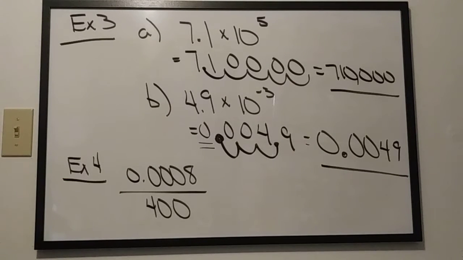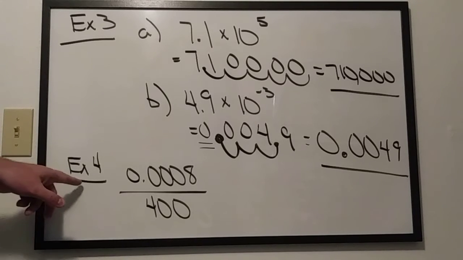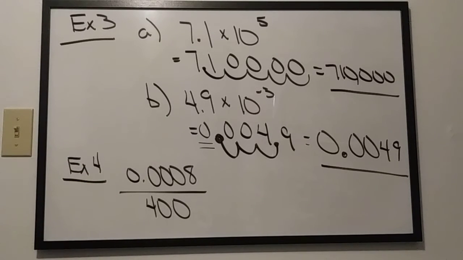Now, as you look at example 4, this idea of scientific notation actually allows us to do some calculations a little bit easier as well. So in example 4, I want to do this division problem, 0.008 divided by 400. Now, I can do this problem by simply taking the 0.008, dividing it by 400, and seeing what I end up getting. But if I move these numbers into the world of scientific notation, I can actually do this problem without a calculator. So let's try it.